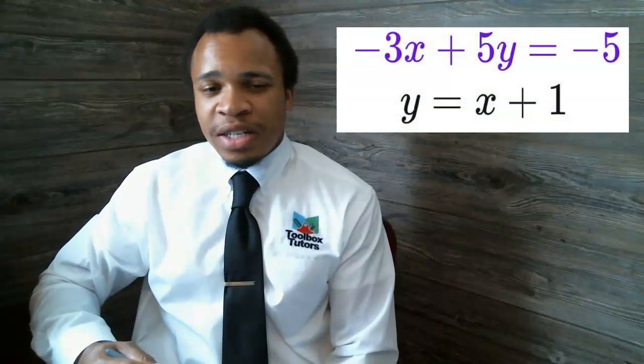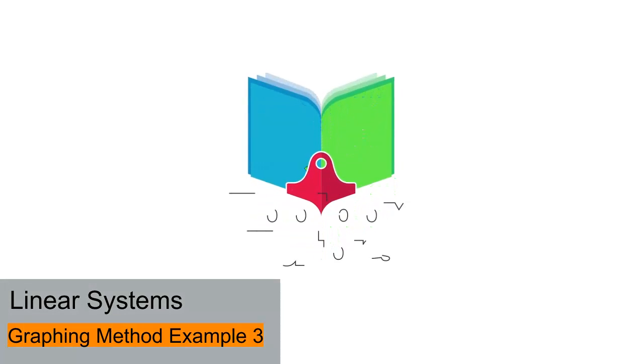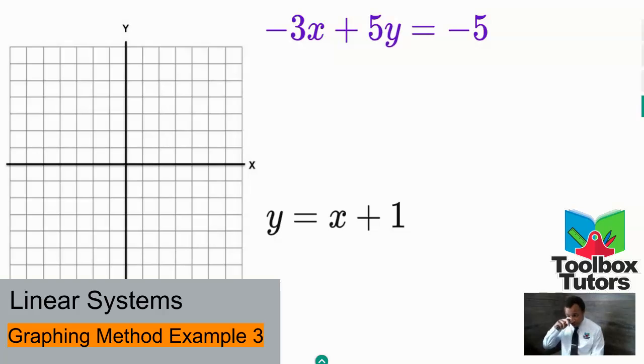Today, we'll be discussing how to solve linear systems using the graphing method. And I'll walk you through step by step on how to solve this example using the graphing method. So for this example, we'll be looking at the system negative 3x plus 5y equals negative 5, and y equals x plus 1.